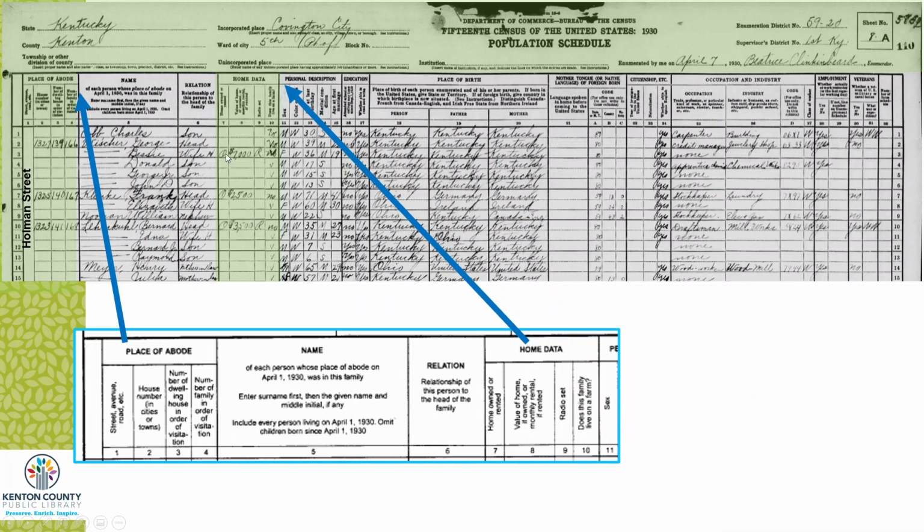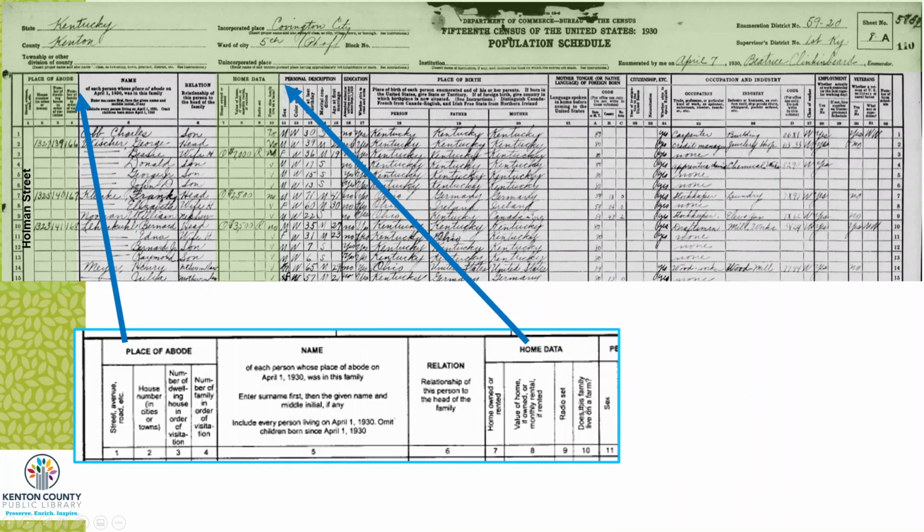So these are all owned. And so they're saying these houses are worth $7,000, $2,500, $3,500. So keep that in mind. The other thing that they do in 1930 about home data, which I find really fun, is that they ask if the family has a radio set inside their home. So in this census, these two families have radios. This family does not. So kind of keep that in mind when you're looking at this data.